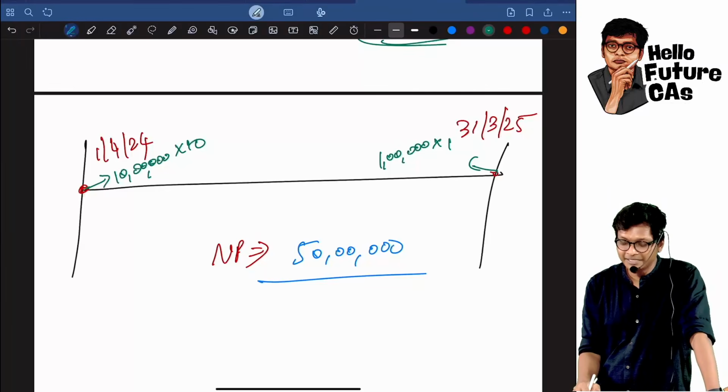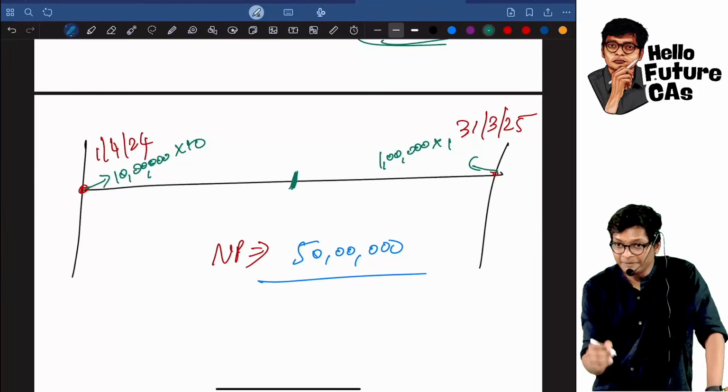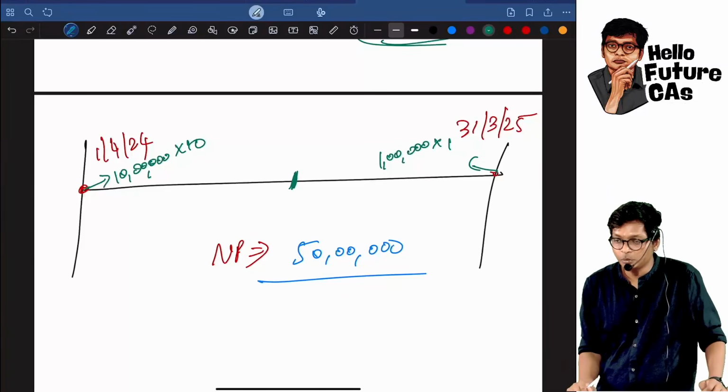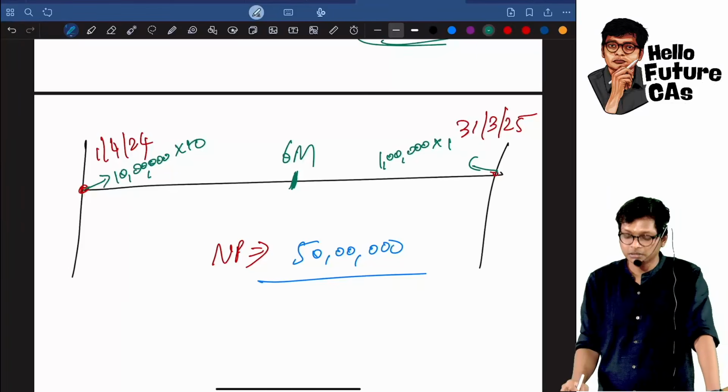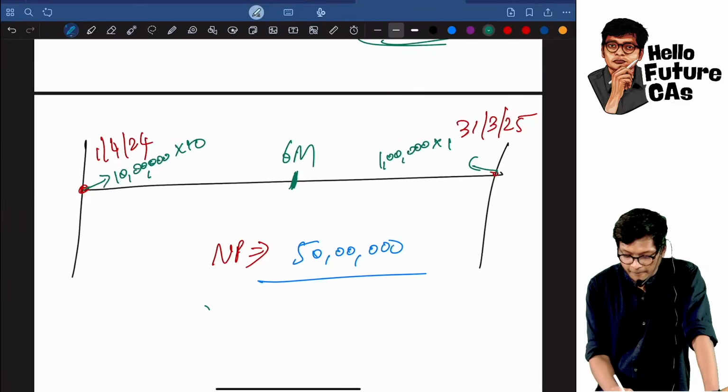Are you following, guys? When did the stock split happen? That means I'm talking about a stock split. When did the stock split happen? Let's say after 6 months. What is going to be my denominator?